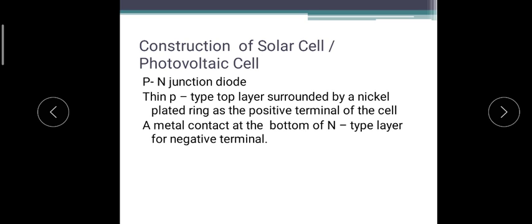P-type material is surrounded by a nickel plated ring which is considered to be the positive terminal of the cell. A metallic contact is made at the bottom of the N-type material that acts as the negative terminal of the circuit.